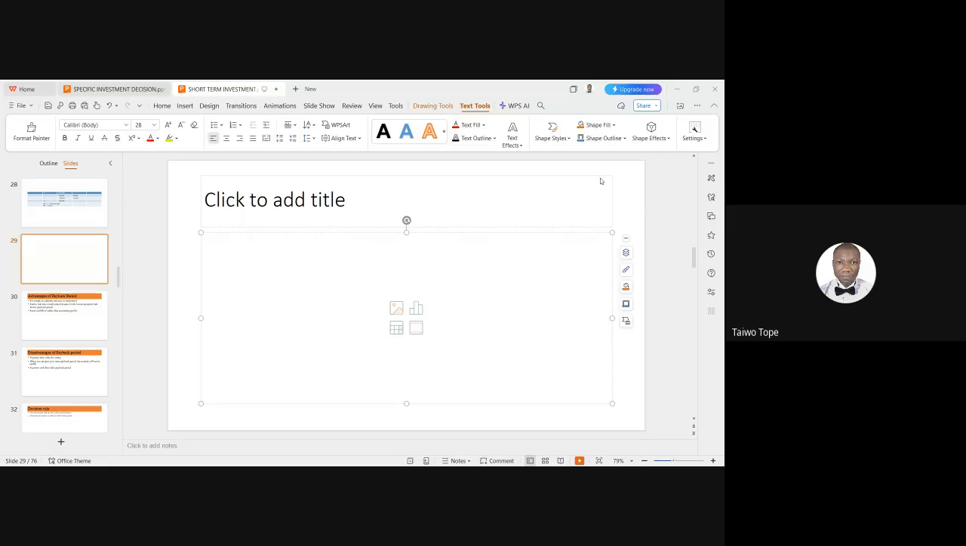One, it is simple to calculate and easy to understand, and it uses cash flow and not accounting profit. Now, what is the advantage of cash flow over accounting profit? We should ask ourselves this question. Why are we talking about cash flow and not accounting profit?